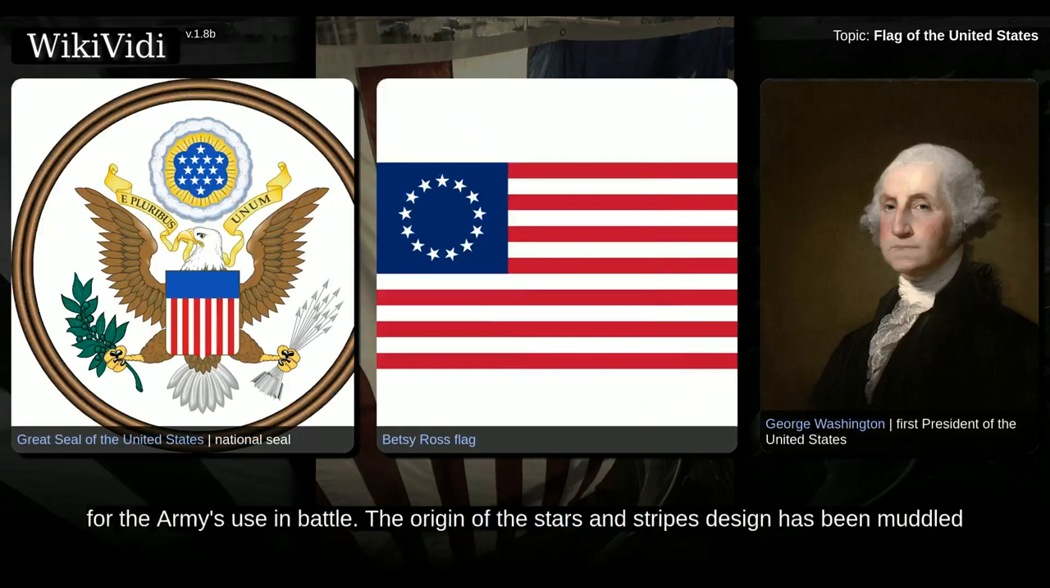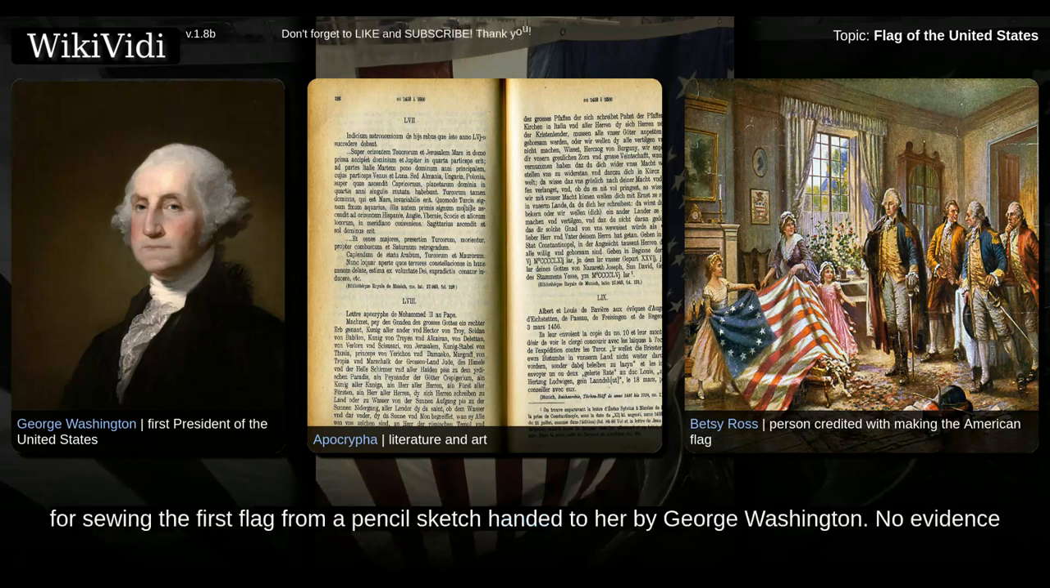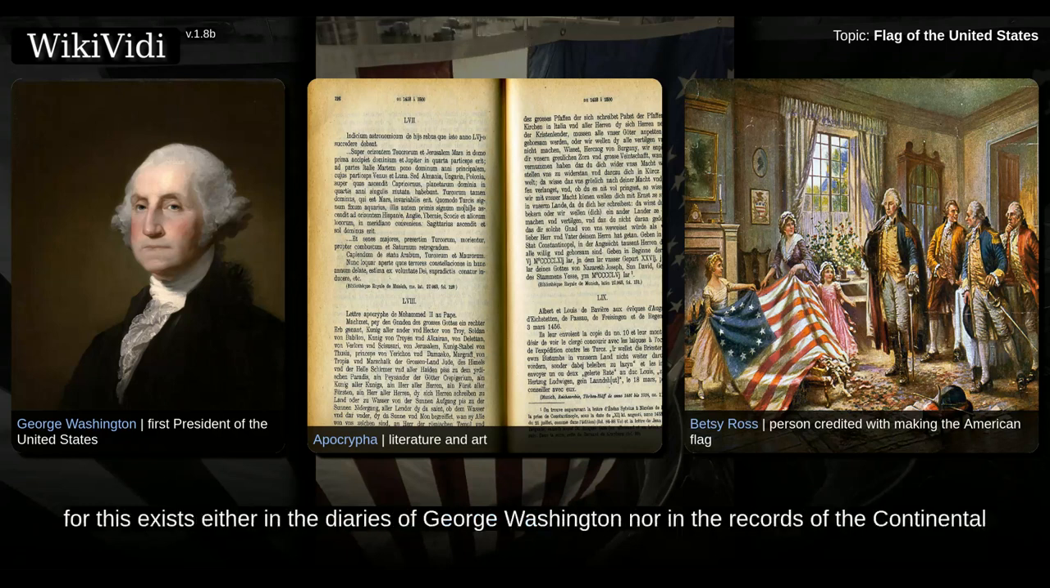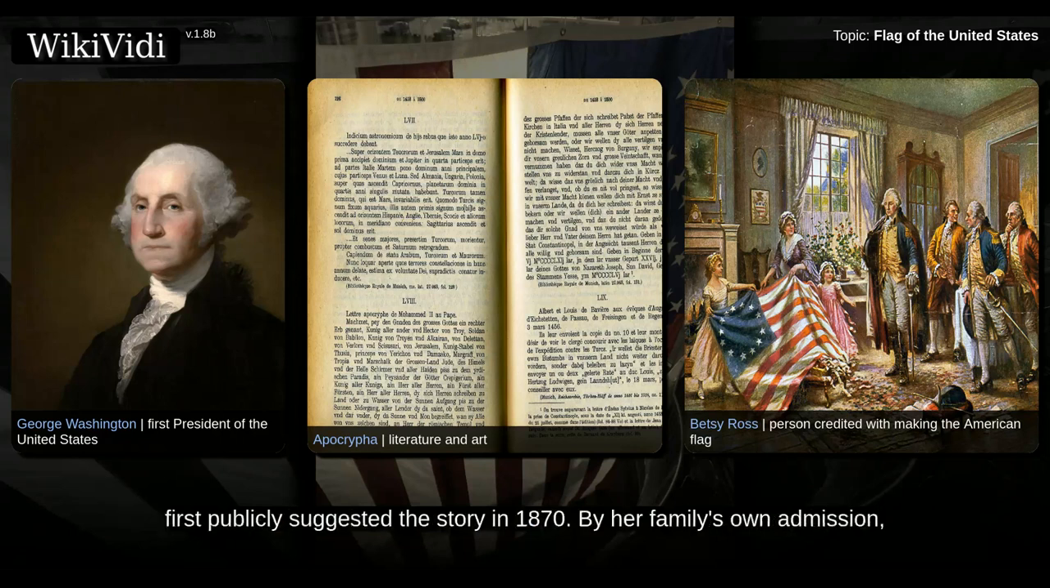The origin of the stars and stripes design has been muddled by a story disseminated by the descendants of Betsy Ross. The apocryphal story credits Betsy Ross for sewing the first flag from a pencil sketch handed to her by George Washington. No evidence for this exists either in the diaries of George Washington nor in the records of the Continental Congress. Indeed, nearly a century passed before Ross' grandson, William Canby, first publicly suggested the story in 1870.